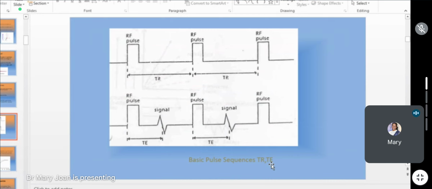So some of it might feel like a repetition, but these are very important for you to understand. That's why I have included them again in the slides. So we have seen what TR and TE are. TR is from the beginning of one RF pulse to the beginning of the next RF pulse. And TE is from the RF pulse to the peak of the signal. That is the TE and TR.